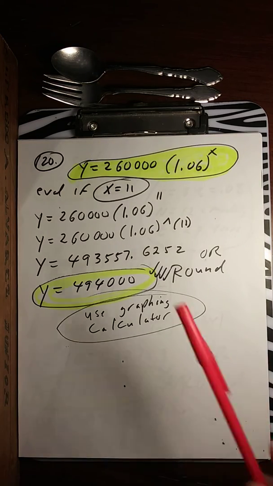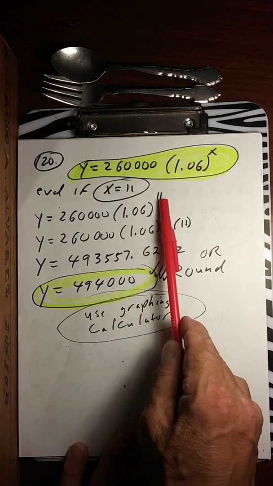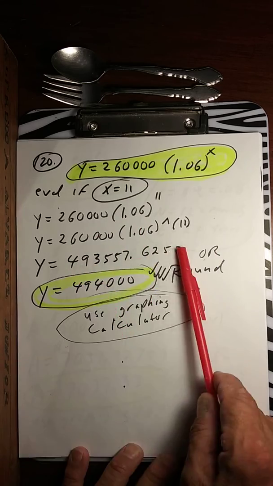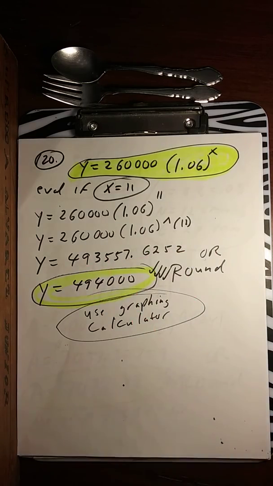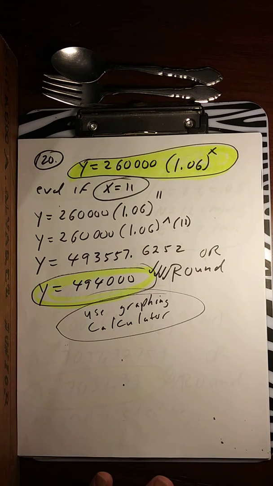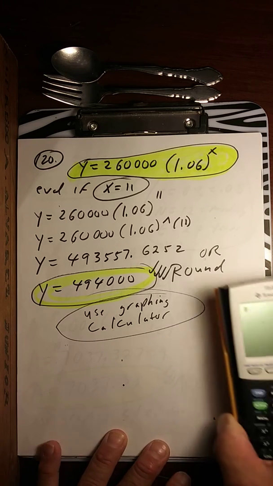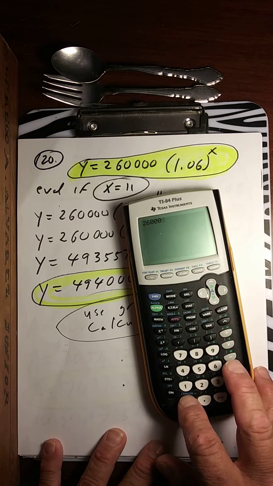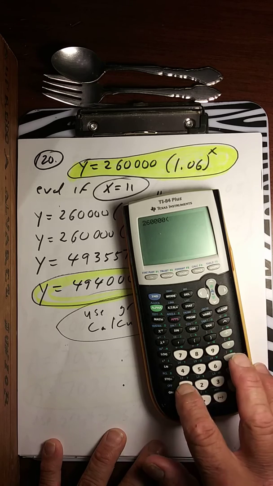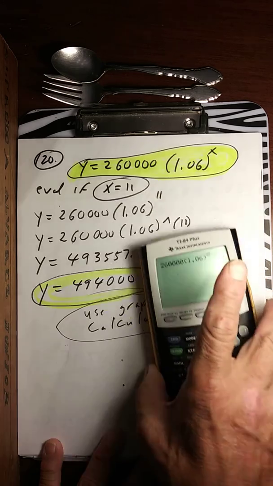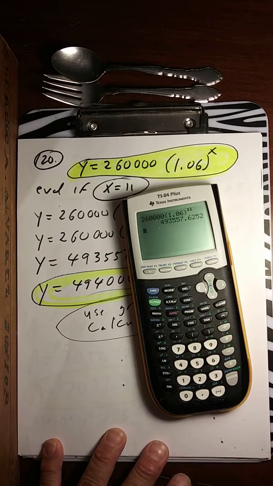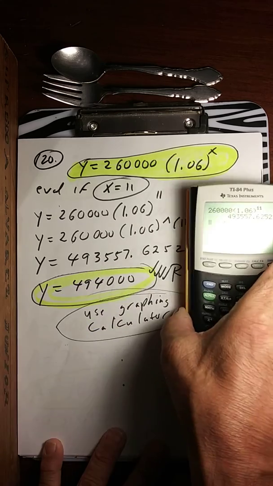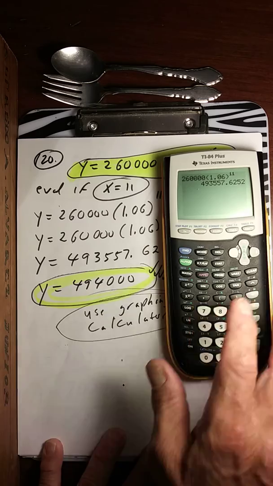y equals 260,000 times 1.06 to the x. Put 11 in there, so you're going to get this number to the power of 11. Put this in your calculator. Run it. You're going to get this number, or you can round it off. Do it in the calculator? Sure. Let's do that right now. 260,000, how many zeros? 4 zeros. Parentheses 1.06 to the power of what? 11. Enter it. You get that number right there, 493,557.6552, and you can round it to 494,000.